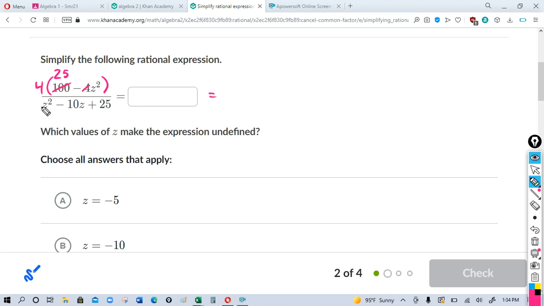All right, so rewriting, we have 4 times 25 minus z squared, and that's divided by z squared minus 10z plus 25. All right. And to be honest, it's easier if the z squared is positive in the first term. So I'm going to change this around. Instead of the 4, I'm going to make this negative 4. And then that will make this negative 25 and positive z squared.